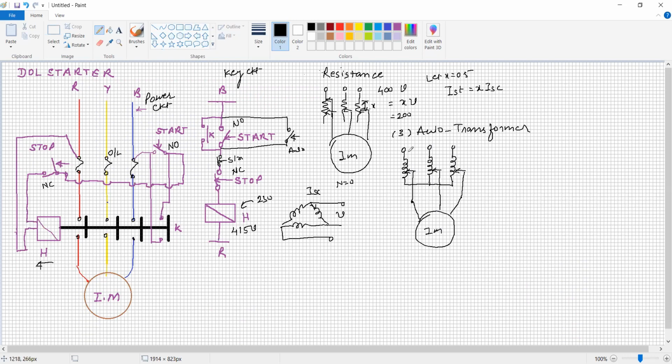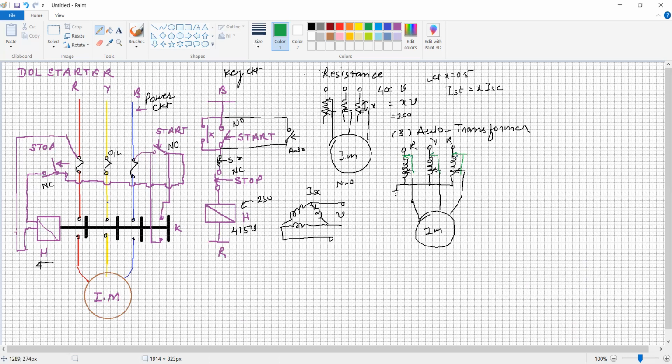Here is the induction motor with three phases R, Y, B, and here is the auto transformer, a simple three-phase star connected auto transformer. We will start the motor at reduced voltage. Once the motor picks up speed, we will gradually increase the voltage, and in the final case, this variable point comes here. Under such condition, we are applying the rated voltage to the three-phase induction motor.